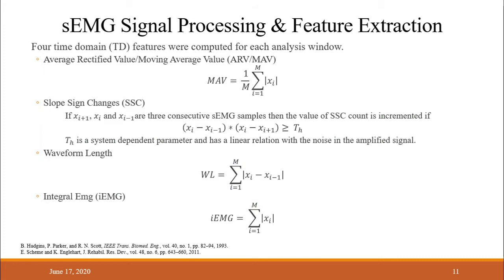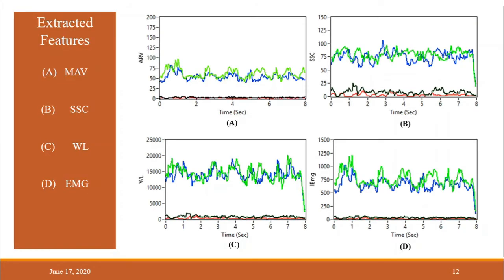A set of four time domain features, including moving average value, slope sign changes, waveform length, and integral EMG, were calculated for each analysis window. The TD features were chosen because of their excellent computational cost and wide academia acceptability. The extracted features corresponding to a certain motion class are shown.